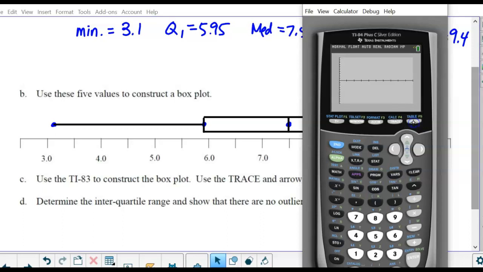Then press graph. Okay, and you should see the whole thing. All right.